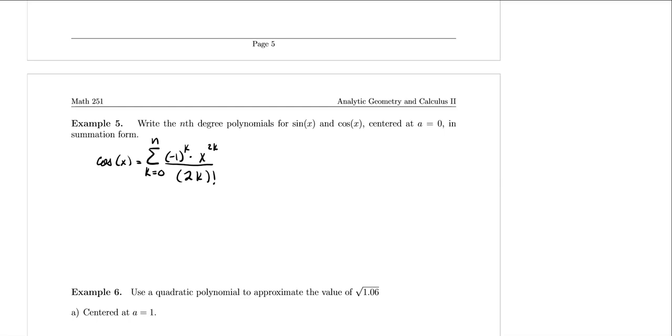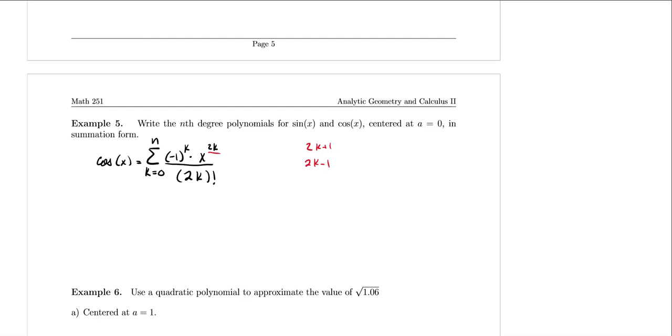I'll give you a hint though. The hint is that the sine of x is going to have odd terms. The cosine had even ones, that's why I had 2k. But if we're dealing with odd terms, how can we do that? It's up to you how you choose to define your series. You could have maybe a 2k plus 1 or a 2k minus 1. Completely up to you.